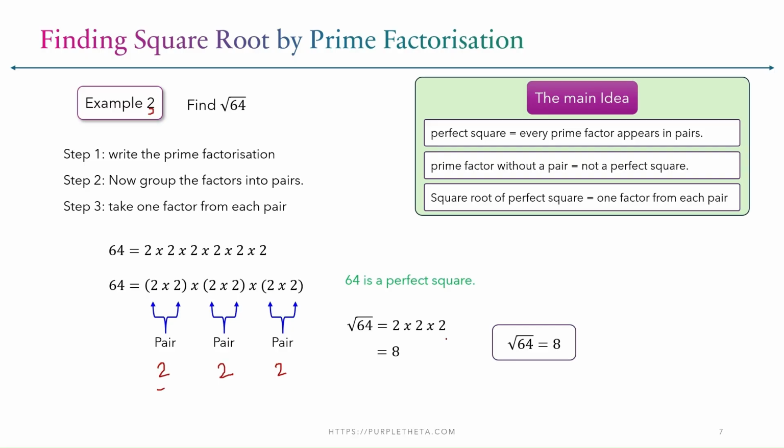So remember this important rule. If every prime factor appears an even number of times, then the number is a perfect square, right? And we can find its square root by taking one factor from each pair. And if any prime factor appears an odd number of times, then the number is not a perfect square. Okay, now it's your turn. Can you use this method to find the square root of 125? Write your answer in the comments.